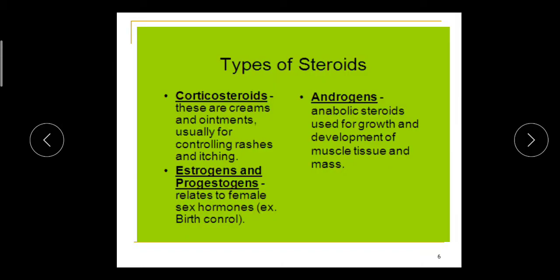Now, types of the steroids. Earlier, in biosynthesis, corticosteroids are available in the form of cream and ointment, usually for controlling rashes and itching, and they can also be used as anti-inflammatory agents. Then the androgens, they are anabolic steroids, which are used for the growth and development of muscle tissue. And the third is estrogen or progesterone, female sex hormones, which are used in oral contraceptives.